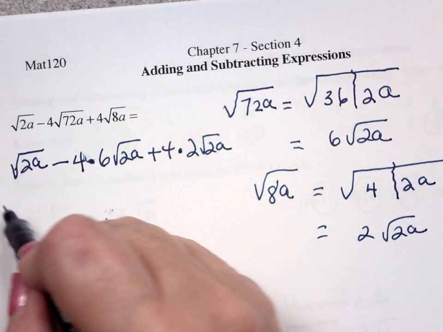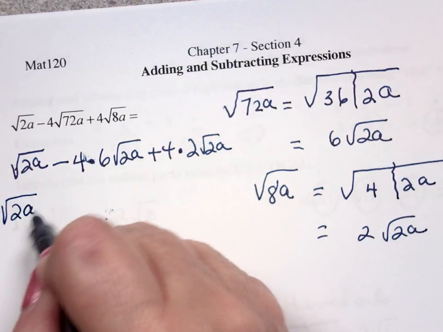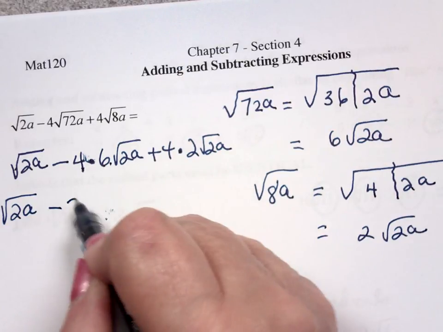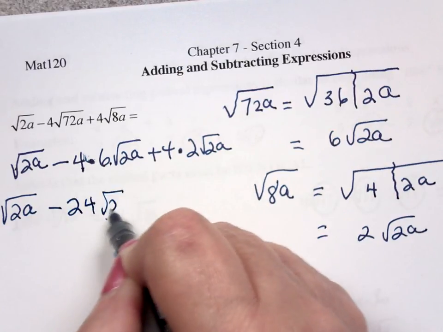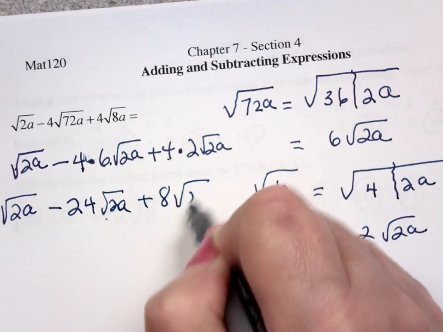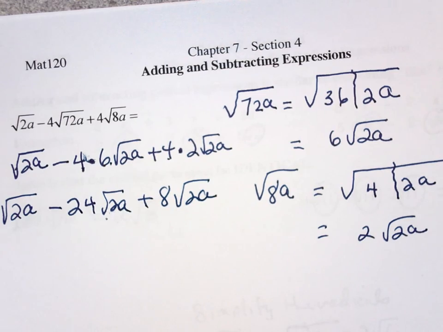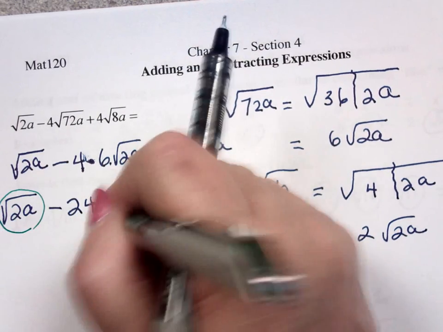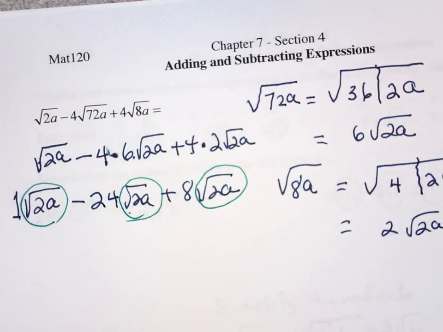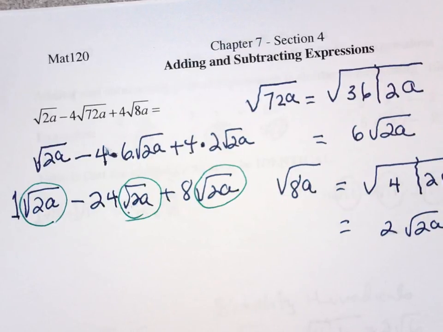So now what do we have? We have the square root of 2a, that's 1 square root of 2a, minus 4 times 6, so it's 24 square roots of 2a, plus 4 times 2, that's 8 square roots of 2a. And now if you circle everything but the number, because that's the concept, those circles have to be identical, then I can count them. I can include them and put them all into 1, and they are identical. 1 circle minus 24 circles plus 8 circles is how many circles?